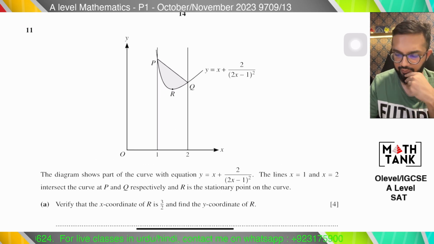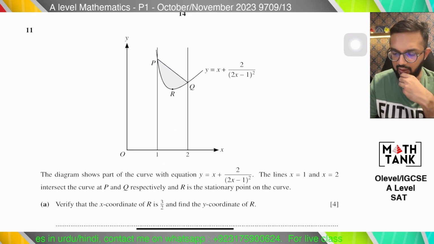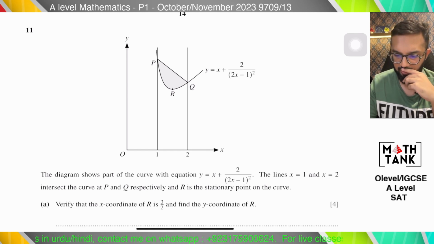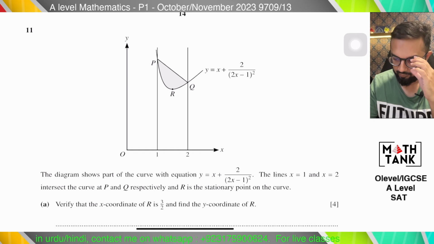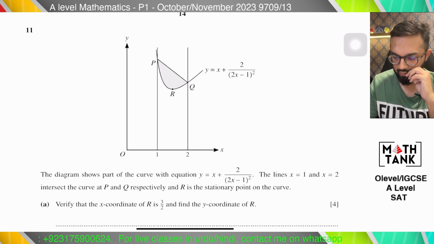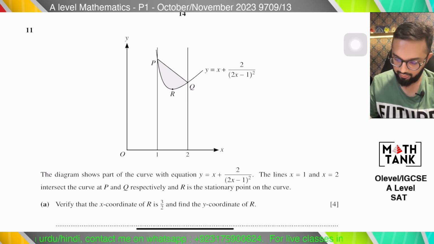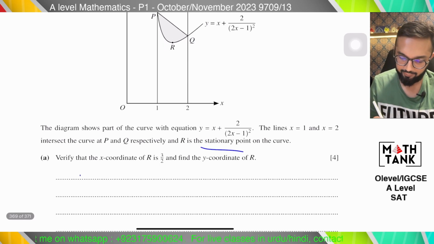It says the diagram shows part of the curve; this intersects with this, and R is the stationary point on the curve. Verify that the x coordinate of R is 3 over 2 and find the y coordinate of R. Okay. So R is the stationary point on the curve. So the first question is about differentiation.